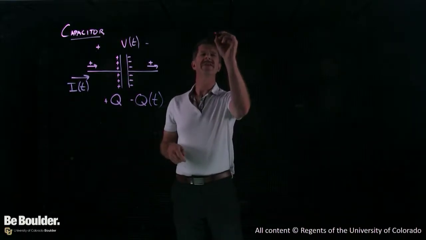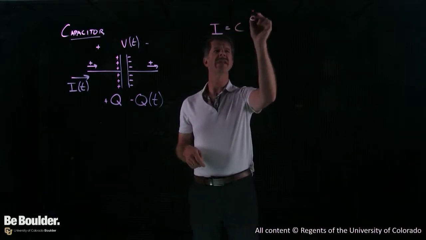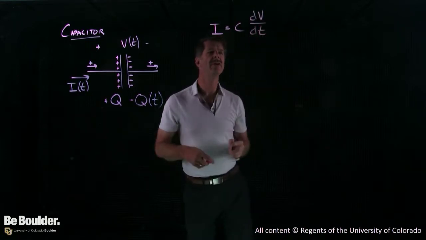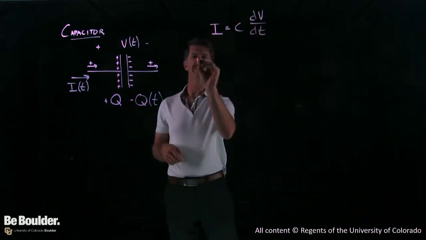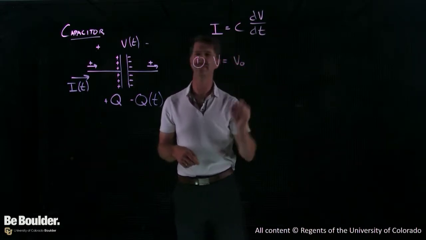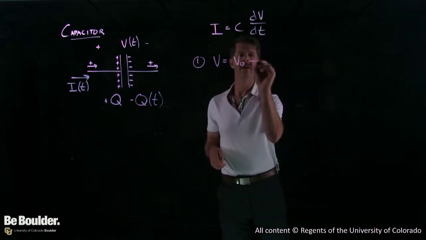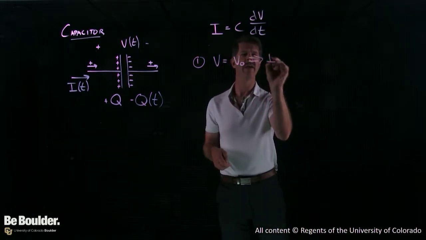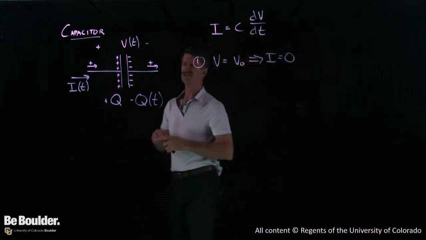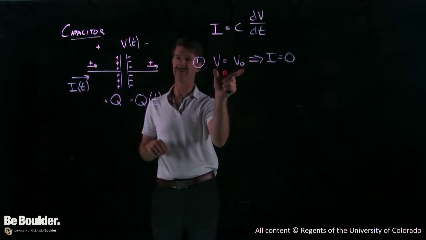Let's do a couple of examples to make sure we have a good intuitive understanding of this IV relationship. So let's take, for example, number 1, V is some constant, V naught. Then, hopefully you believe me that I equals 0. So that's the case where we charge up the capacitor. We've left the voltage on for a very long time.